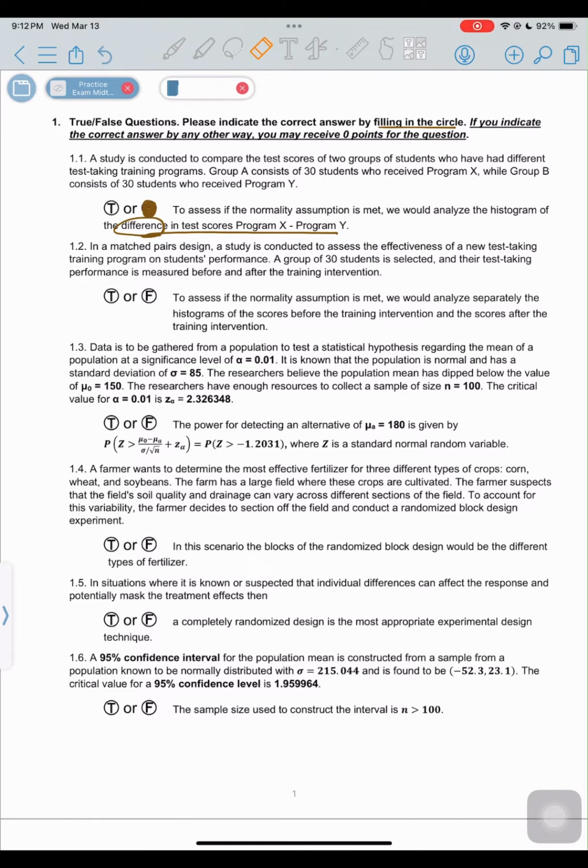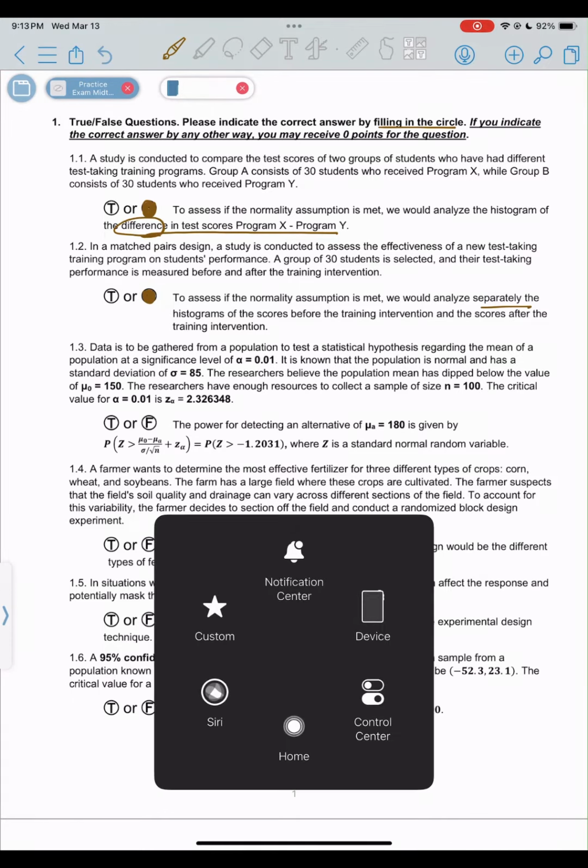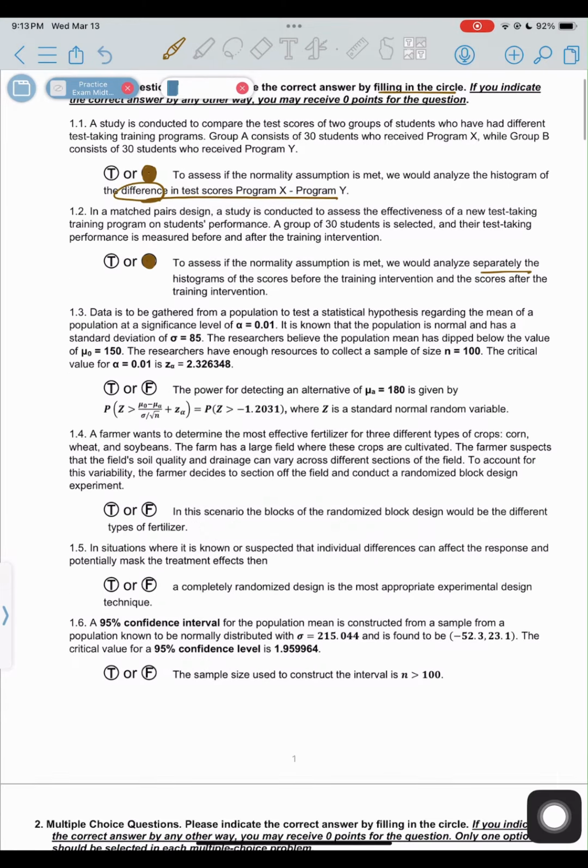So for this question, the statement is false because in a matched pair design, it would be better to analyze the histograms of the scores at the same time. So it's more appropriate to analyze the distribution of the differences between the paired observations rather than analyzing separately. So this would be false. I will fill in, just like the question asked. So that's that. And let's try the next question.